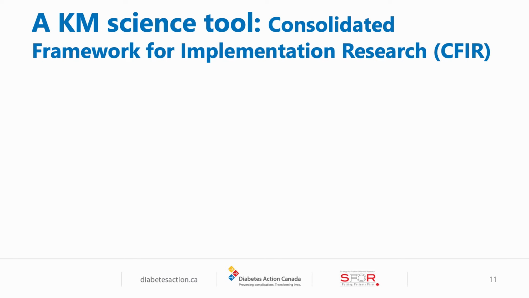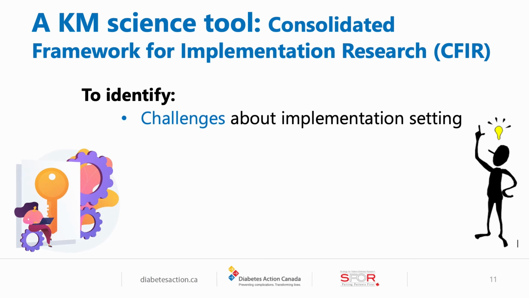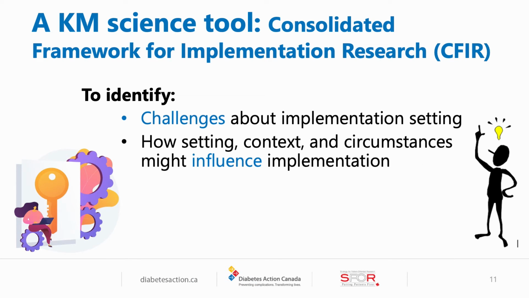For example, one of the most common tools used to help us understand setting and context is called the Consolidated Framework for Implementation Research, or CFIR for short. We can use the CFIR tool to identify potential challenges about the setting into which we are interested in implementing something, and how the setting, context, and circumstances might influence this implementation. If we learn about challenges and why they occur in a particular setting, context, or circumstance, we can then more easily respond and overcome them.